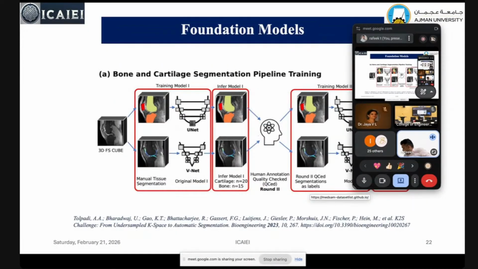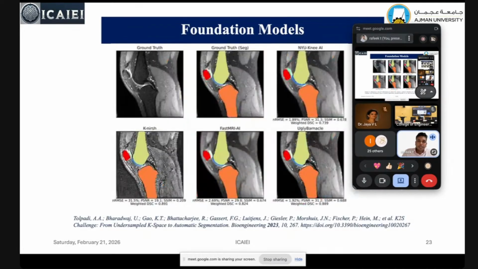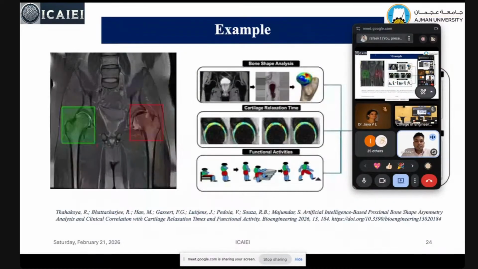In addition to that, the final word is related to the foundation model. Our group is also developing some foundation models, and they developed a model related to our knee MRI images, and released this data in the ICAIEI challenge. Some groups are doing a very good job, and they easily detect, classify or segment the femur, tibia and patella, and also the cartilage areas.